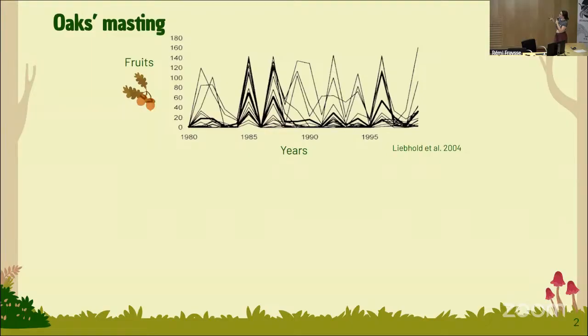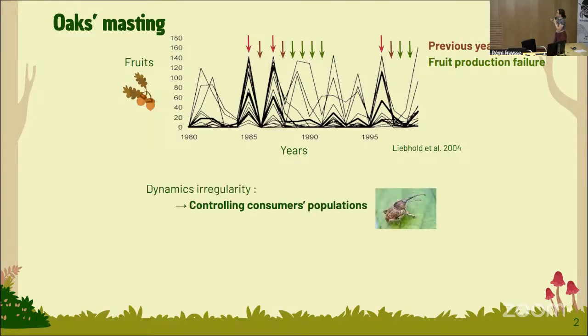So if we take a closer look at this graph, first focusing on these high production years, we can see that they are systematically followed by low production years, which are a direct consequence of the previous year's high production. But we can see that these low production years can sometimes be followed by other low production years. And in this case, the low production is understood as a fruit production failure. These fruit production failures introduce a level of irregularity in the fruiting dynamics. And this irregularity is key because it is the component that allows for controlling the consumers' population and increasing the reproductive success of temperate oaks.